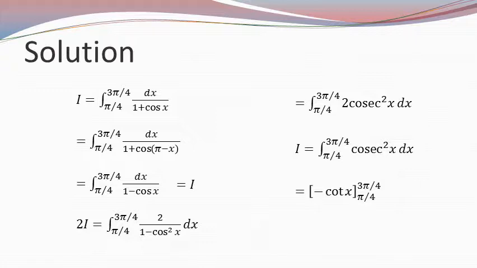so we can write it down in this form, and we also know that cot of 3 pi by 4 is minus 1 and cot of pi by 4 is equal to 1, so we can write it in this form, which is equal to 1 plus 1, and that's equal to 2. So the correct answer is option 1.